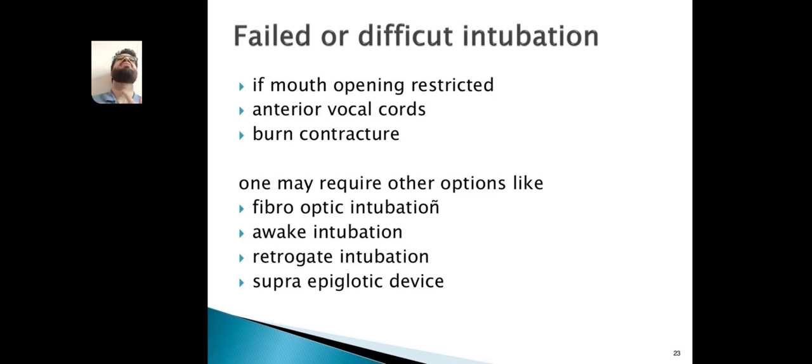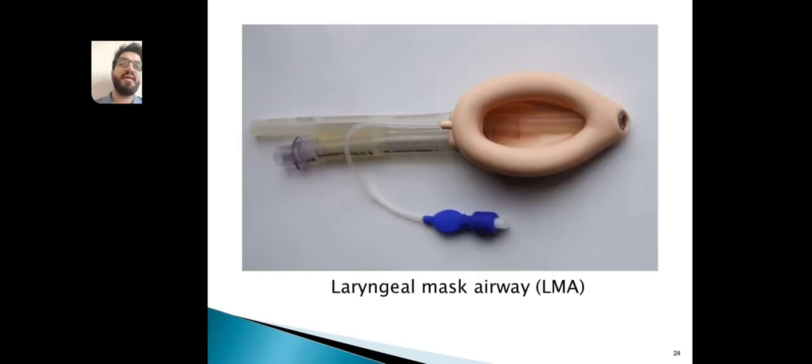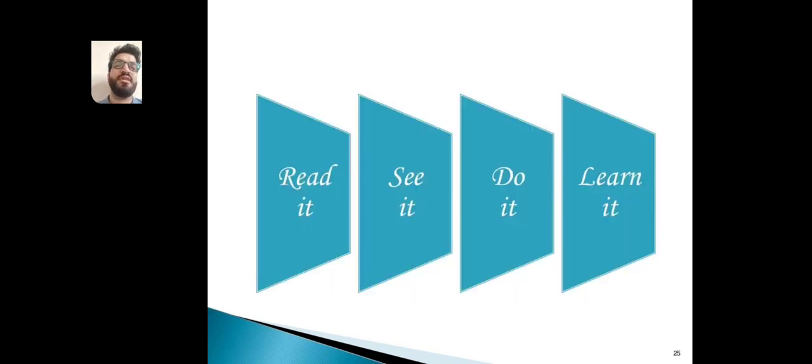In that case we have to insert a thin wire through here, and it comes out through the mouth, and then we glide the tube over that and it goes into the trachea. We can also use supraglottic devices, like our LMAs. So this is the LMA which we can use. It doesn't go beyond the epiglottis or below the vocal cords, it remains above the epiglottis, so the chances of failed intubation are rectified because it is not inserted into the trachea. In this case we don't require any particular confirmation.